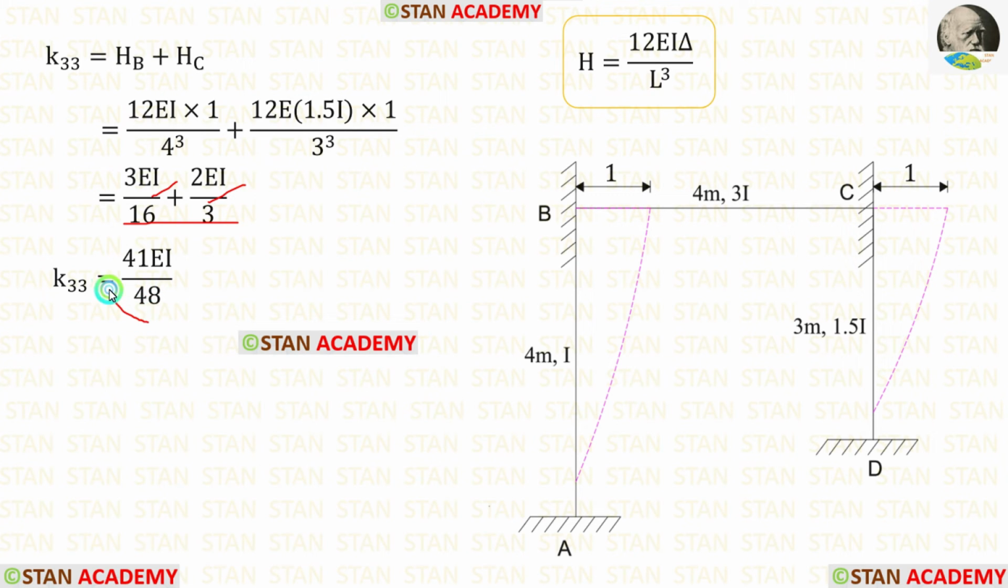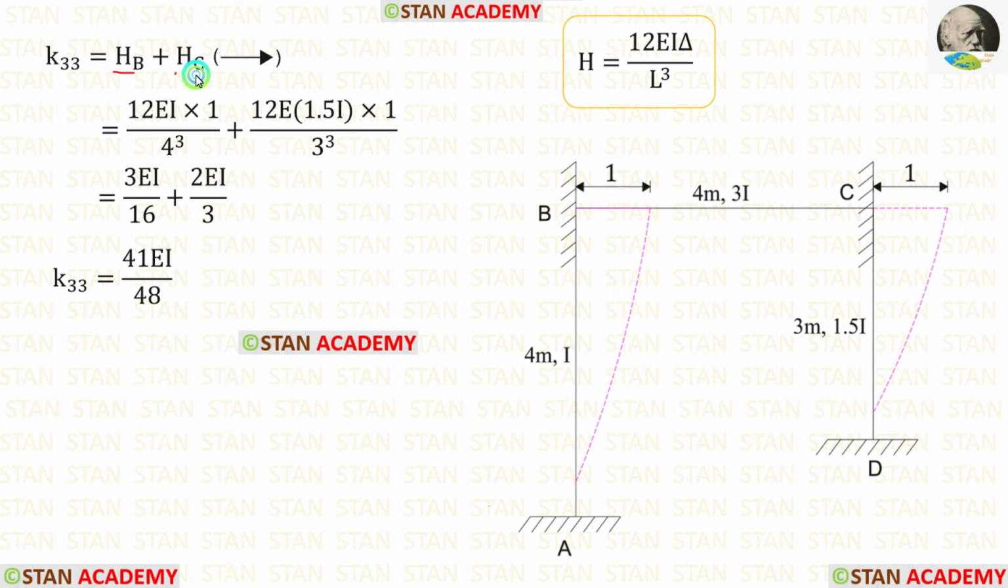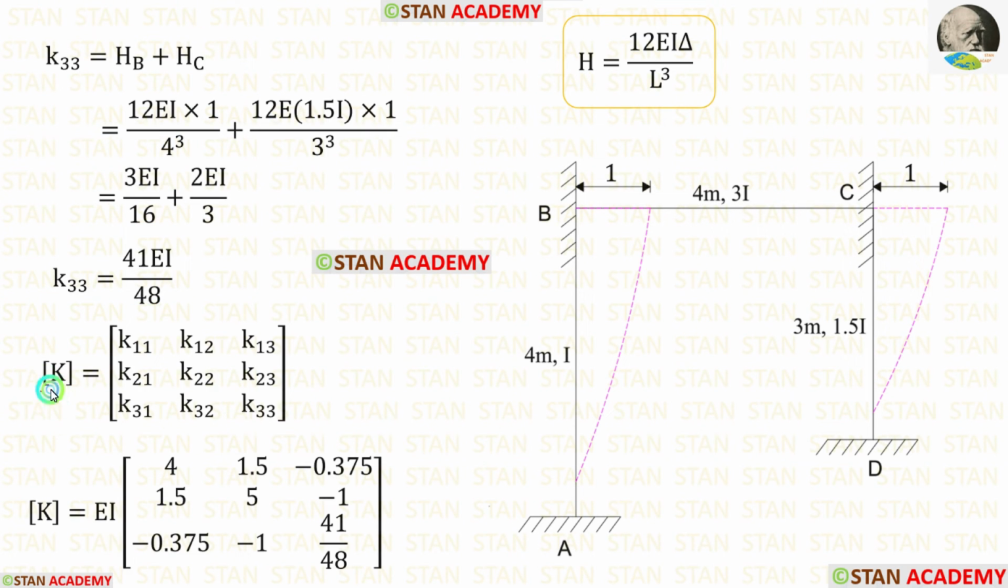After adding, we are getting K33. These two reactions will be acting towards the right side. We have kept our coordinate towards the right side. Since these two reactions act in the coordinate direction, K33 will be positive. In the K matrix, we have found all of the values. Let us enter them.